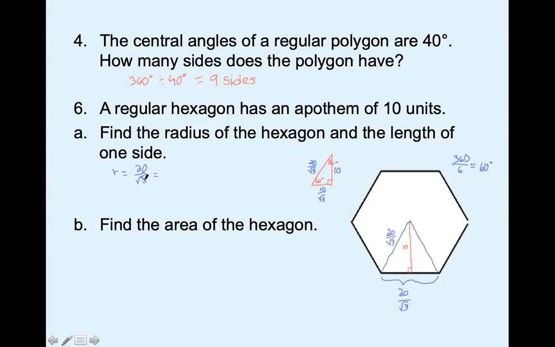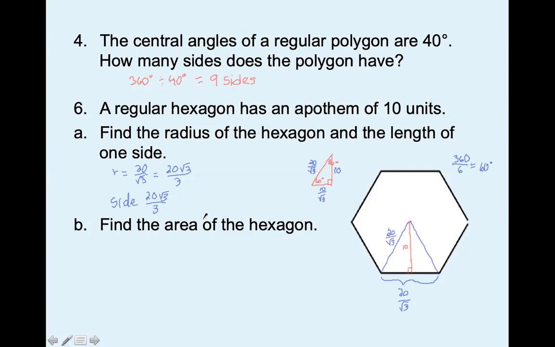And we can remember to simplify these. We multiply top and bottom by the square root of 3. That's called rationalizing the denominator. So I would get 20 times the square root of 3 over 3. The length of one side is the same as that radius if you look at our picture, so the side is also 20 times the square root of 3 over 3. Remember, these are exact answers. If you want to multiply that out on your calculator, you'll get an approximate side length and an approximate radius length. All right, so these are in units.